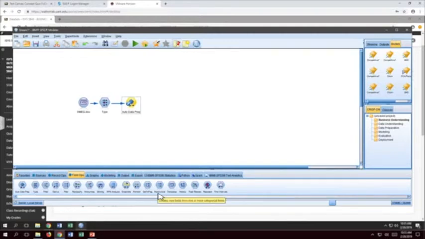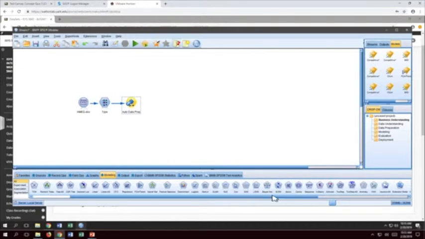Alright, so now we're going to go to our modeling. We're going to look for k-means. Okay, so k-means is going to construct a clustering model.